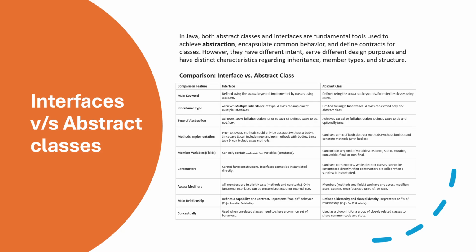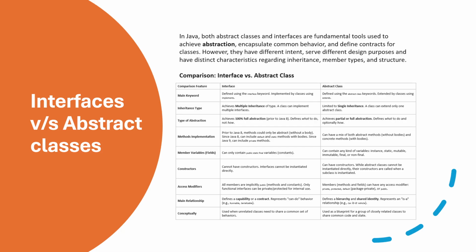Second is inheritance type. So interface is used to achieve multiple inheritance. One class can implement any number of interfaces. In abstract classes, there is a limitation that a class can extend only one abstract class, and it is limited to single inheritance.